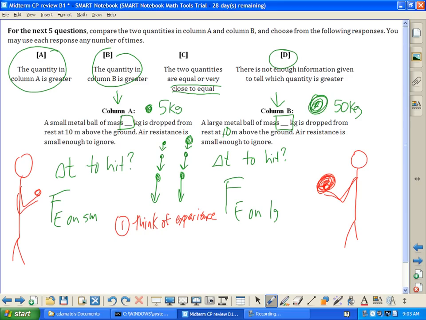Now, you see the apparent contradiction for your old mind. Earth pulls harder on the big one, but they accelerate the same. What's up with that? We say that's why we talk about the force of the earth. The earth is pulling harder on the big one. How come it accelerates the same as the small one?